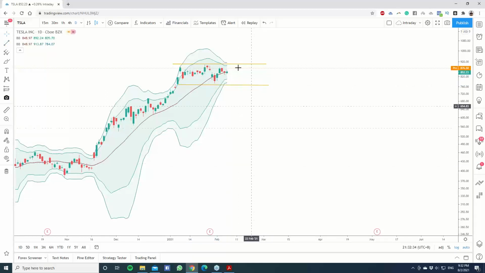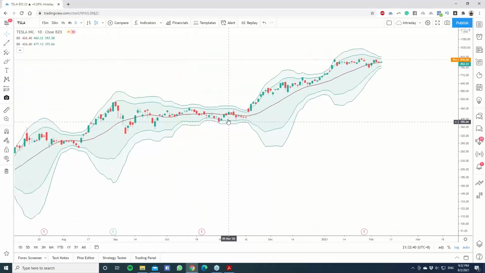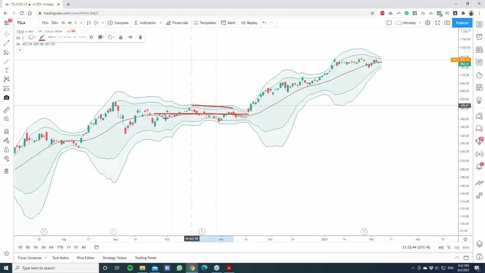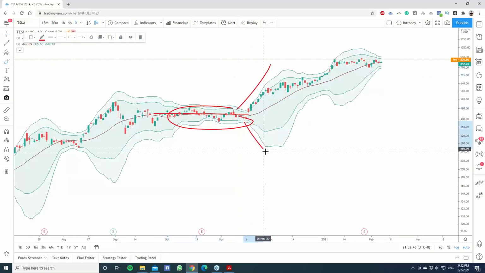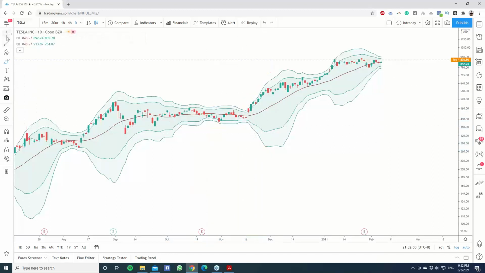Whether it is going to break above or break below, we don't know. But the idea here is whenever the Bollinger Band squeezes, that's where you know a breakout is happening. Same thing here. You can see it starts to squeeze, and then after that, what happened? A breakout, and then your Bollinger Band widens. So even with stocks, you can see it.